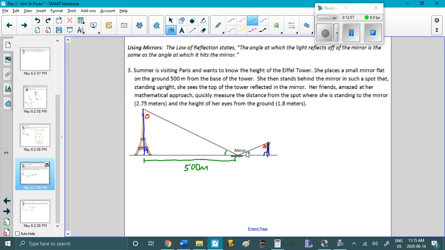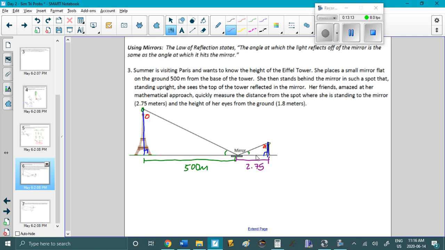So you can imagine she's looking in this mirror and she's seeing the very tippity top of the tower from her eyeball. Her friends, amazed at her mathematical approach, measure the distance from the spot where she is standing to the mirror, so from here to the mirror, to be 2.75 meters.